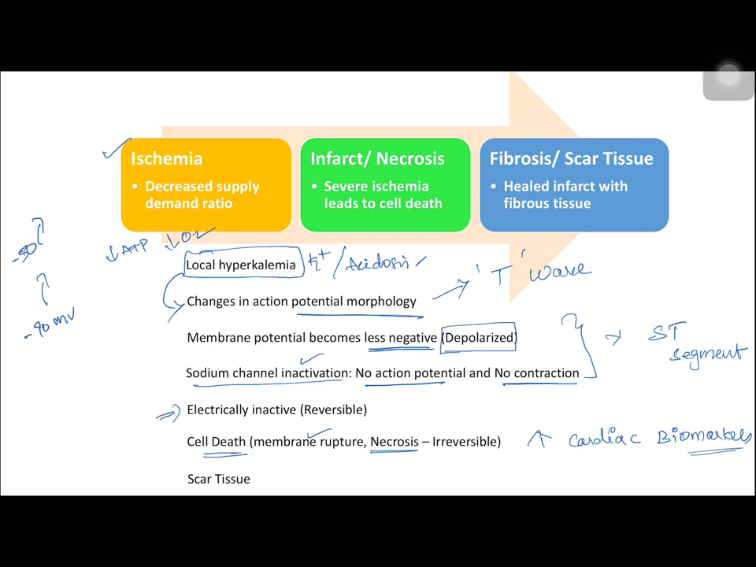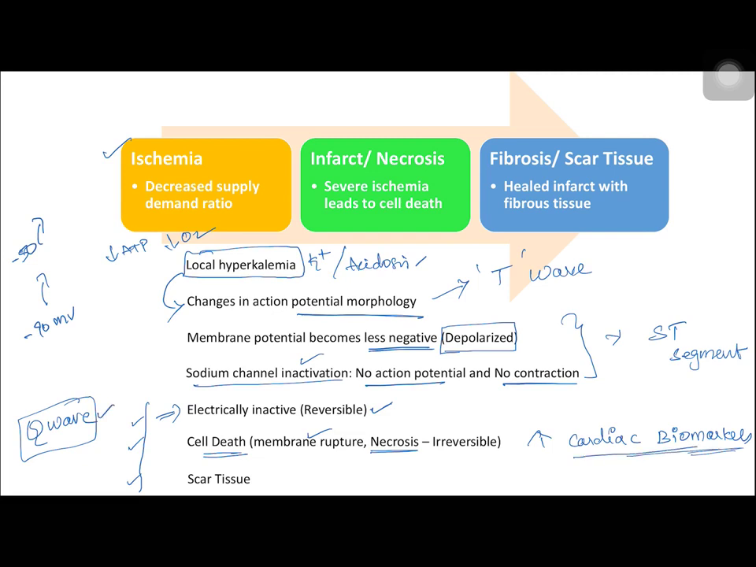The cell goes into a completely electrically inactive state. It becomes an electrical insulator, though this is a reversible state. In an ECG, this represents as a Q wave. All these conditions, electrically inactive state, cell death, and a scar tissue, are all electrically insulated regions. Whenever this happens, there is a Q wave which appears in the ECG, which indicates a presence of necrosis. So though this is an electrocardiac marker, the actual marker for cell death would be a cardiac biomarker elevation in the serum.